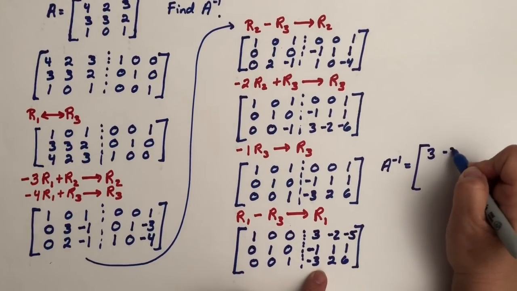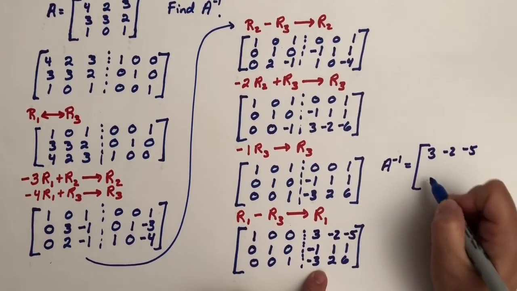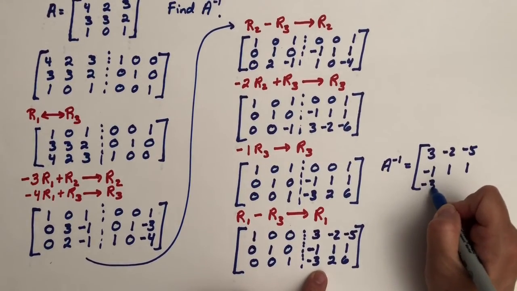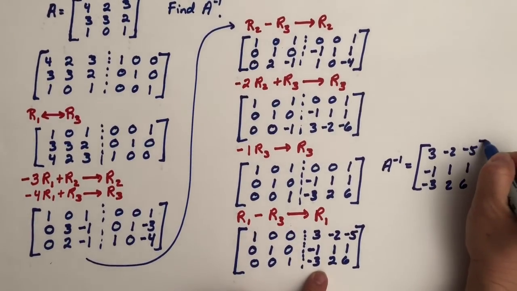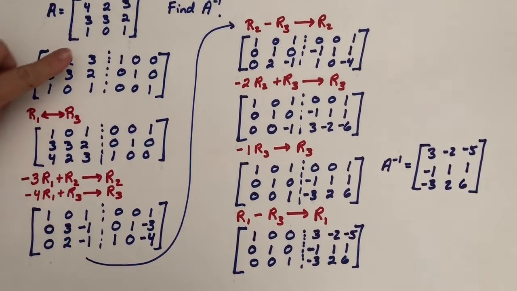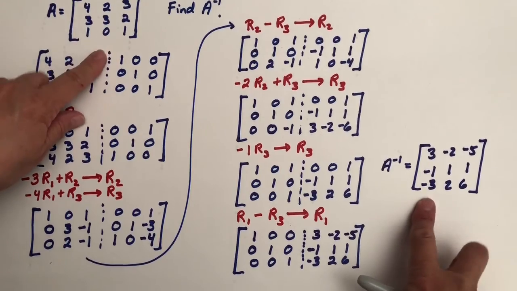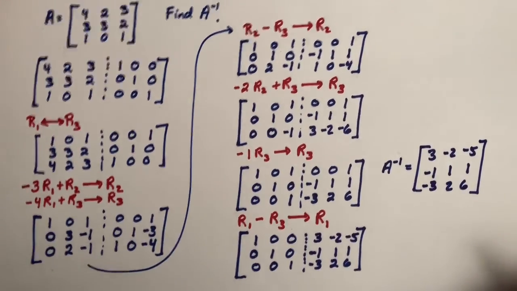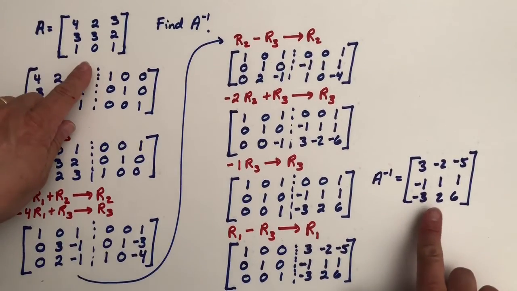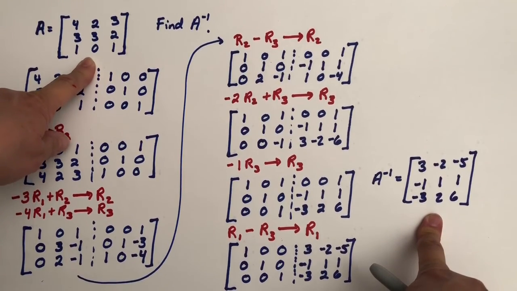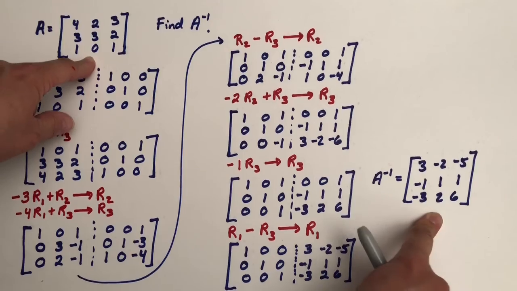3, negative 2, negative 5, negative 1, 1, 1, negative 3, 2, 6. So if we were to multiply these 2 matrices together, remember what this means. If they're inverses, we would get the identity matrix.